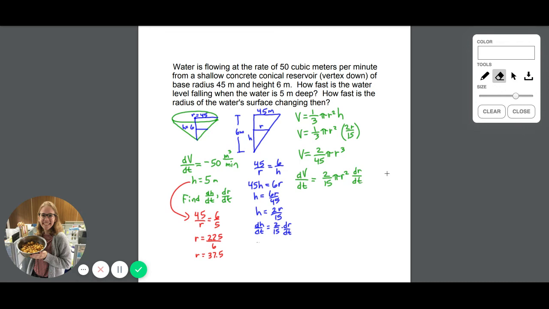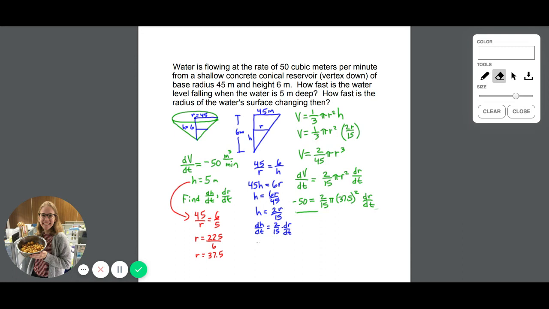Okay, now we know what dV dt is. We found that that was given to us. It's negative 50 cubic meters per minute. We know what this radius is because we found that over here. When the height is 5, the radius is 37.5 meters. So we can go ahead and plug those in, and then that will allow us to solve for dr dt, because then we just have one unknown.